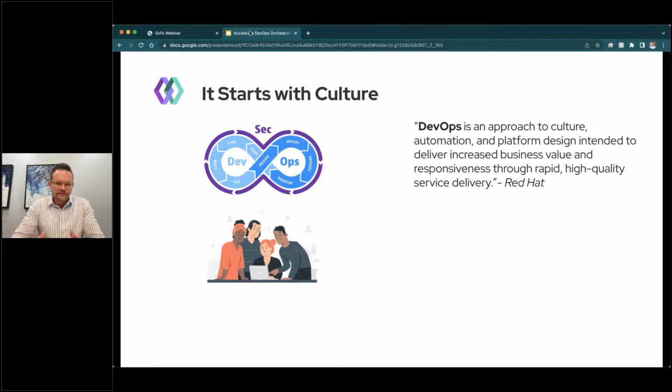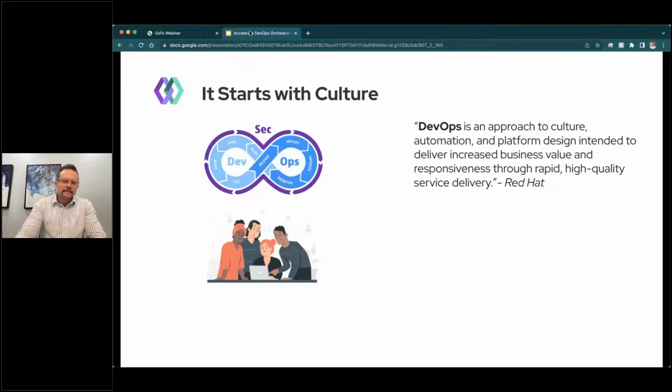So DevOps, if we go back to the original definition, and this one's from Red Hat, it's an approach to culture, automation, and platform design intended to deliver increased business value and responsiveness through rapid, high quality, and I'll even add secure service delivery in here as well. So we have to get back to what DevOps was intended to be, I think. And I know that's hard with antiquated best practices or the "this is the way we've always done it" mentality. I know that's really difficult. But until we overcome that, doing it properly is really difficult.